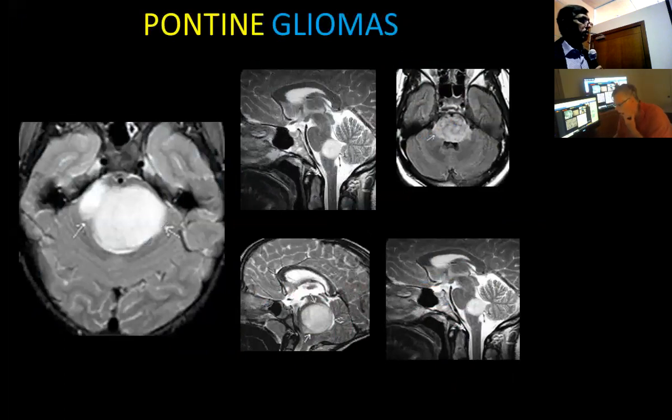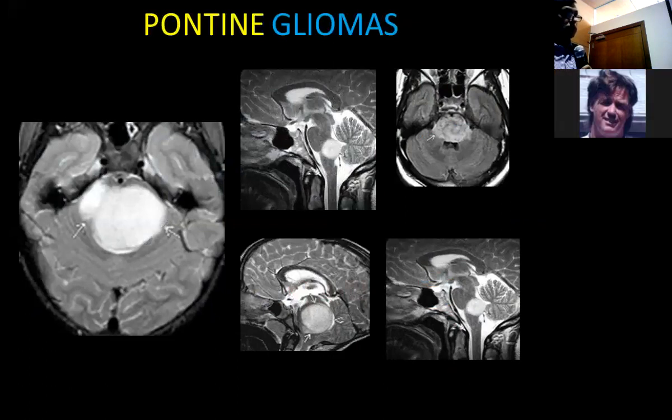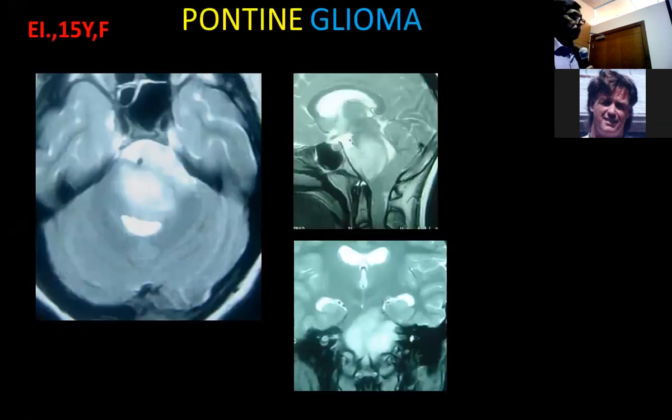This is a collection of pontine gliomas. Whenever you see an arrow or an asterisk, this is not my collection. This is from Anne's collection. This is the kind of gliomas that you see: diffuse, localized, etc. A case of mine, a 15-year-old. Mind you, brainstem gliomas are usually a disease of children.